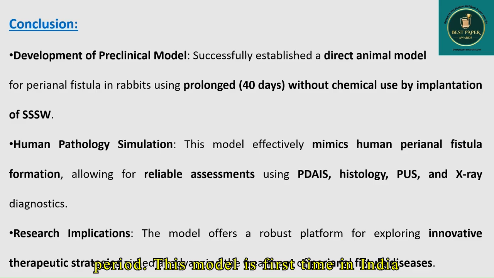This model is the first of its kind in India as well as in the world. This model effectively mimics human perianal fistula formation, allowing us to have parameters like the perianal disease activity index score, second ultrasound of the perianal region, third X-ray fistulogram, and fourth histopathological examination of the fistula of the perianal region of the New Zealand white rabbits. The research implication is that the model offers a robust platform for exploring innovative therapeutic strategies aimed at advancing the treatment of perianal diseases. Thank you very much.